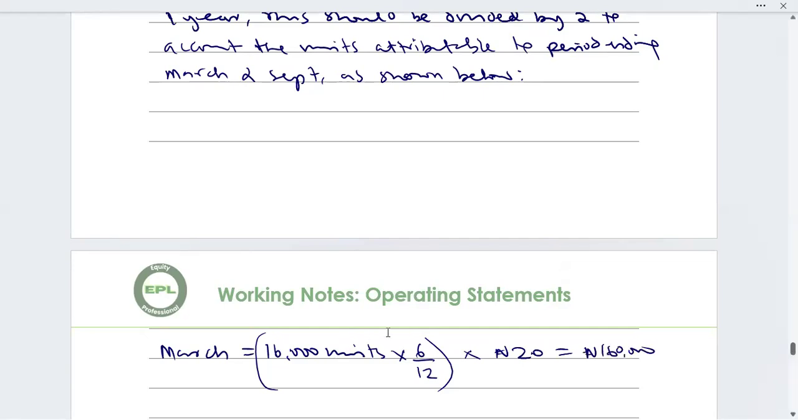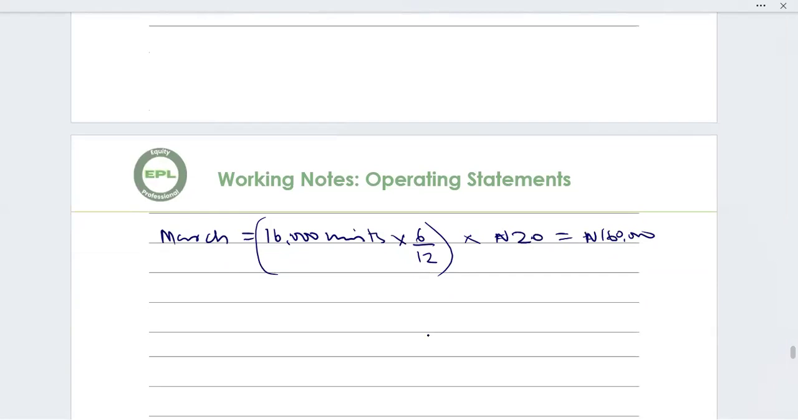You do the same thing for September. It should be the same amount. For the month of September, 16,000 units multiplied by 6 months over 12, multiplied by 20 naira.